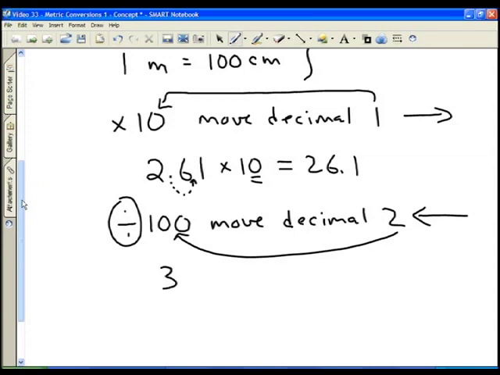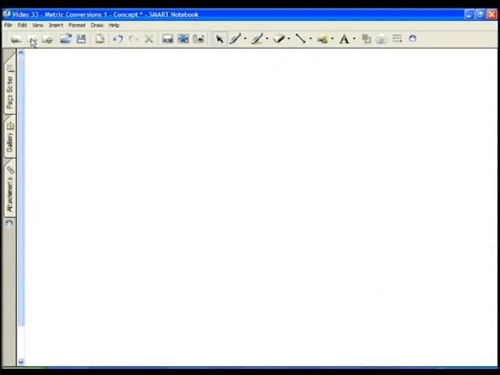So 368.7 divided by 100, we would move the decimal point here 2 places left because we're dividing. So 368.7 divided by 100 would be equal to 3.687. So that gives you an introduction to the metric system.